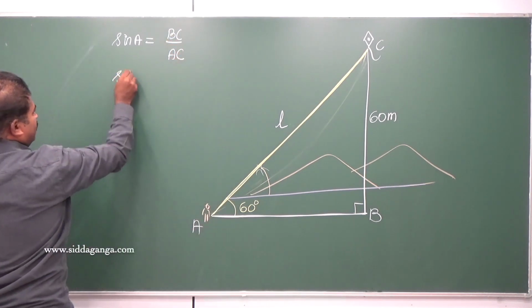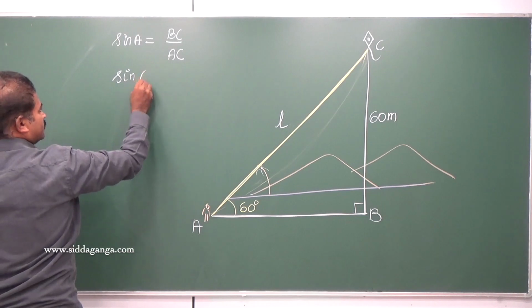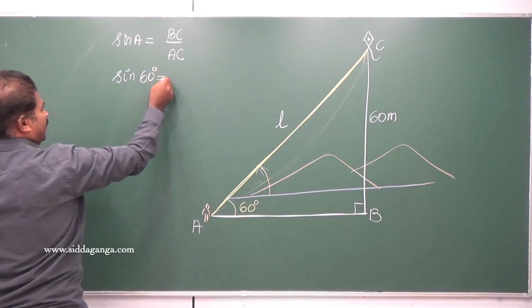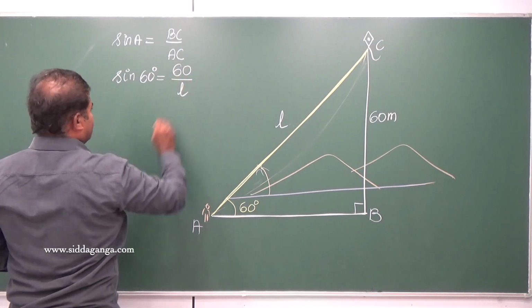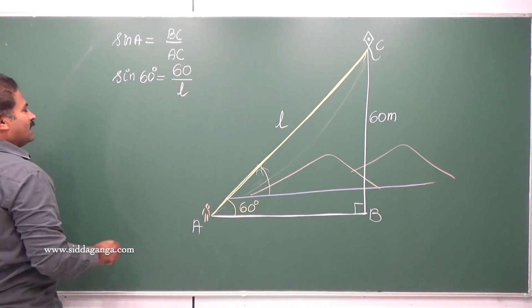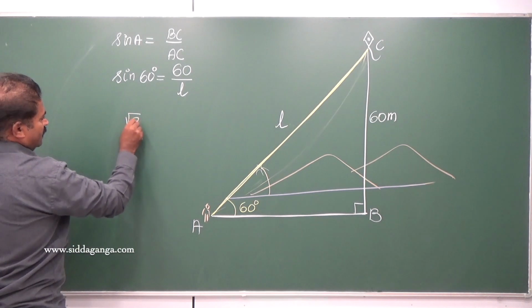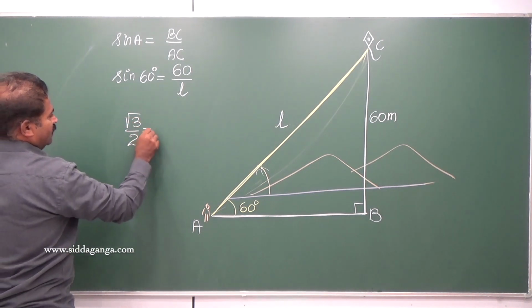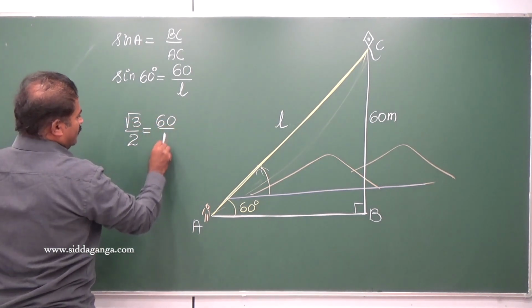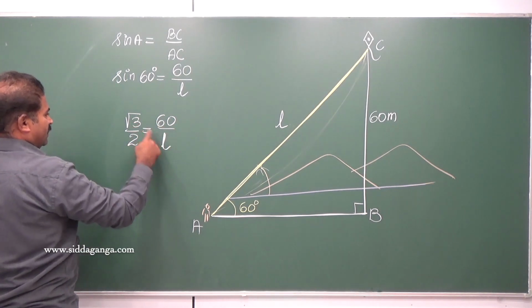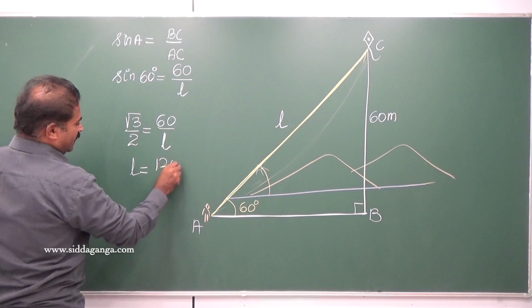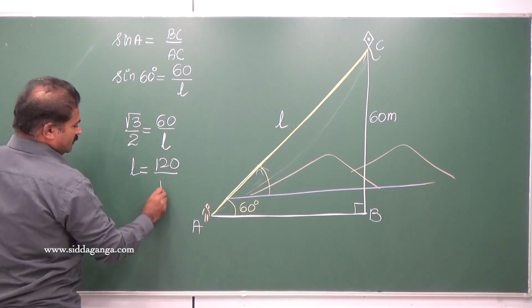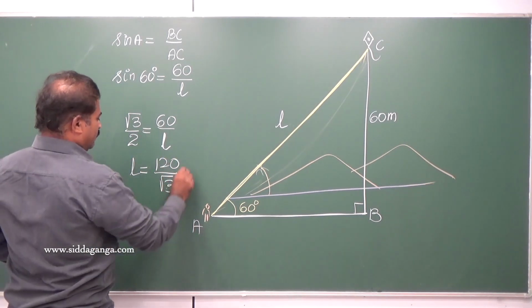So this is sine 60 degrees, which is equal to BC, which is 60, divided by AC, the length you need to find out. What is sine 60? Sine 60 is root 3 by 2, equal to 60 by L. You can shift this. When L comes here, L is equal to 2 into 60, which is 120. So root 3 comes here. So 120 by root 3 meters.